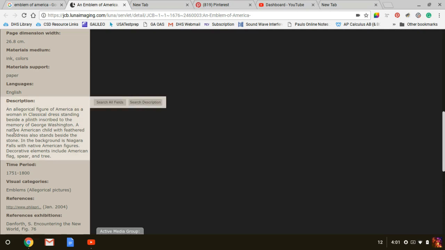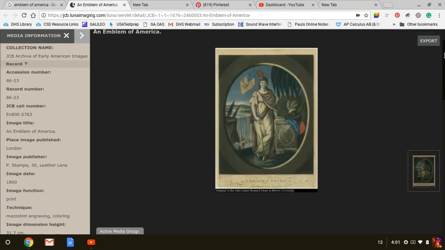But anyway, I want to read the description. It says here, an allegorical figure of America as a woman in classical dress standing beside a plinth inscribed to the memory of George Washington. A Native American child with feathered headdress, also dressed along the side beside the stone. In the background is Niagara Falls with Native American figures. Decorative elements include American flag, spear, and tree. Okay? Now, this particular picture, I think, speaks volumes.